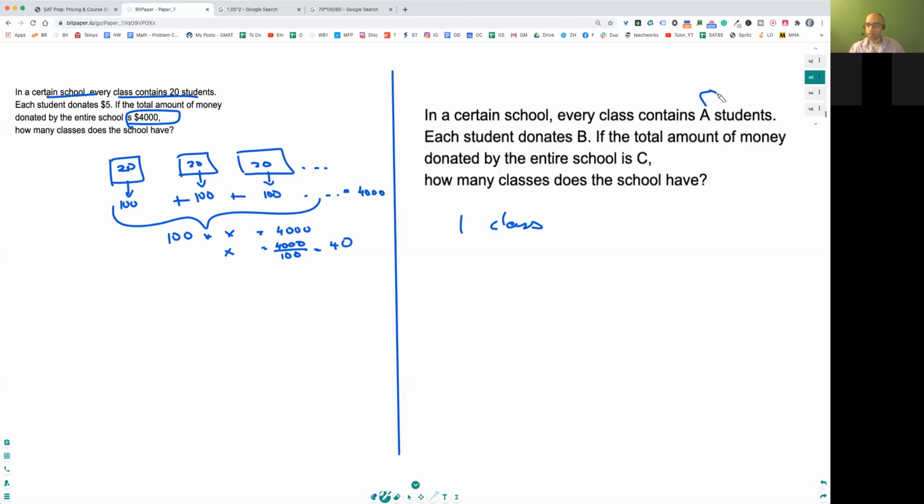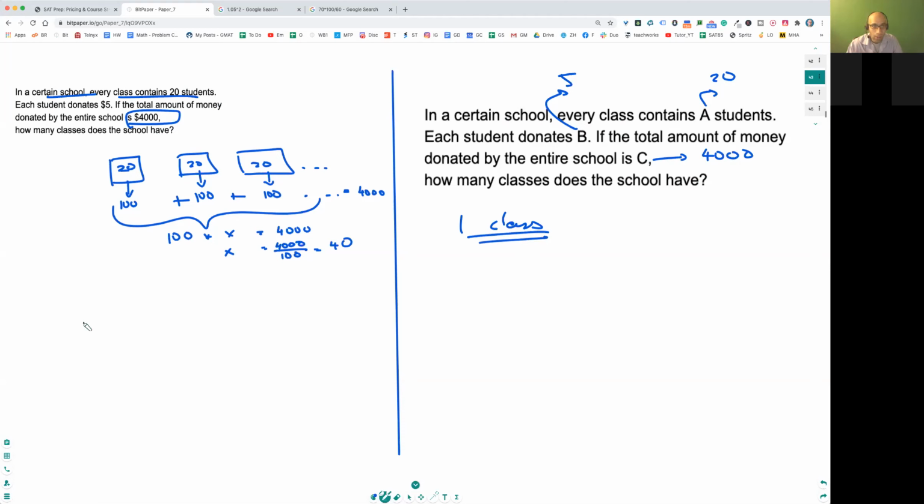Here it was 20, okay? Here it was 20. Here it was 5 in this problem here. And here it was 4,000. Don't be worried about the numbers, about these alphabets, okay? They are the same things. They're exactly the same things over here, okay? So first, let's try to calculate. Well done, guys, well done. Let's try to calculate how much one class makes, how much one class donates, right?